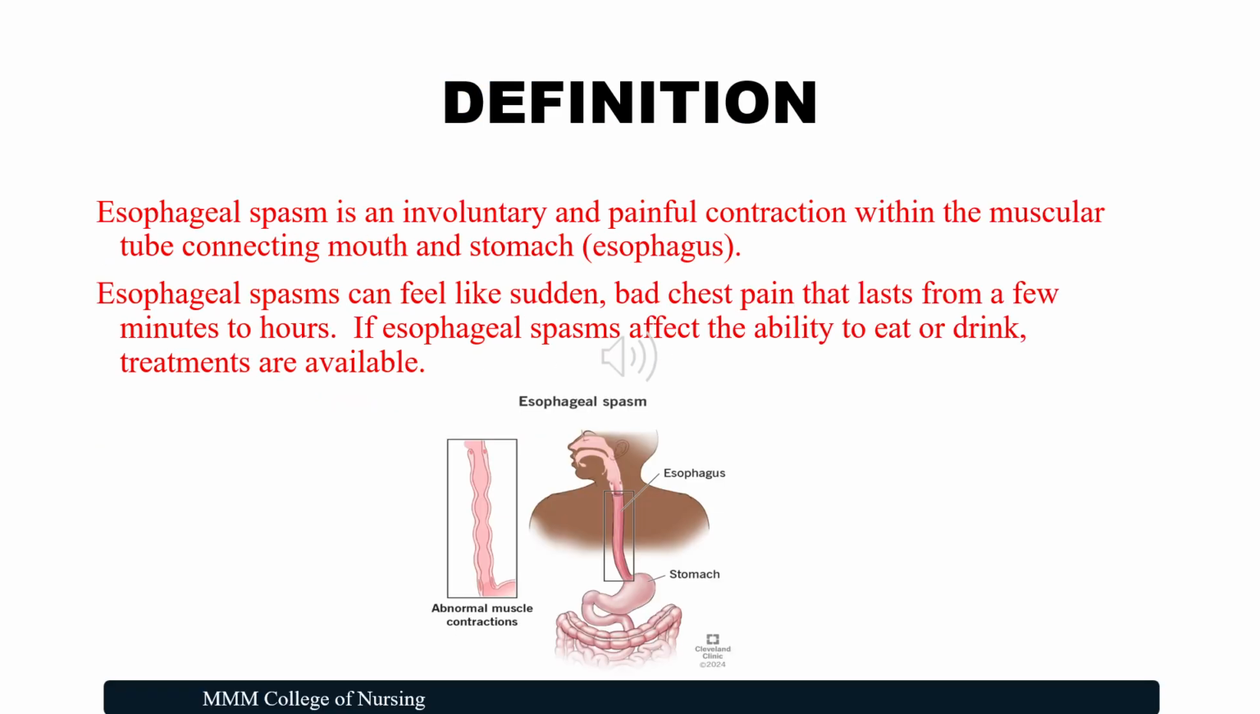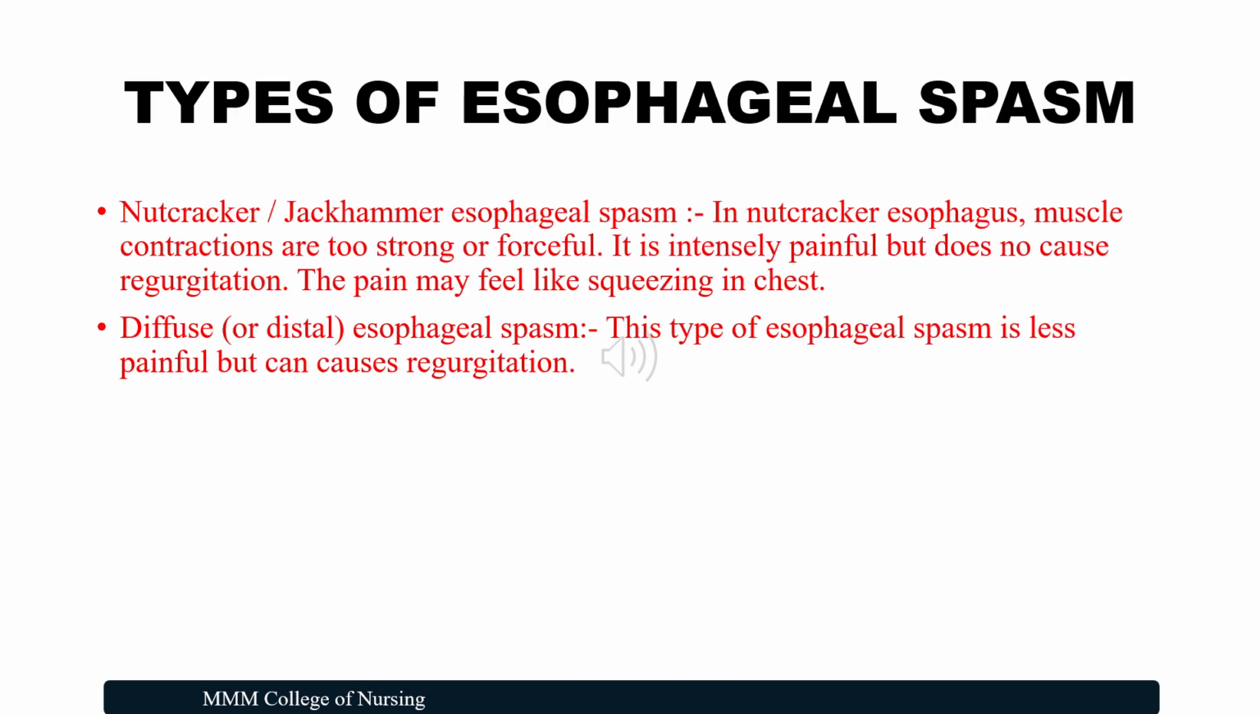Definition: esophageal spasm is an involuntary and painful contraction which occurs in the esophagus, that is, a muscular tube connecting the mouth and the stomach. Esophageal spasm feels like a sudden, bad chest pain which can last from a few minutes to hours. If it occurs, it affects the ability of a person to eat or drink, and treatments are available for this type of disorder.